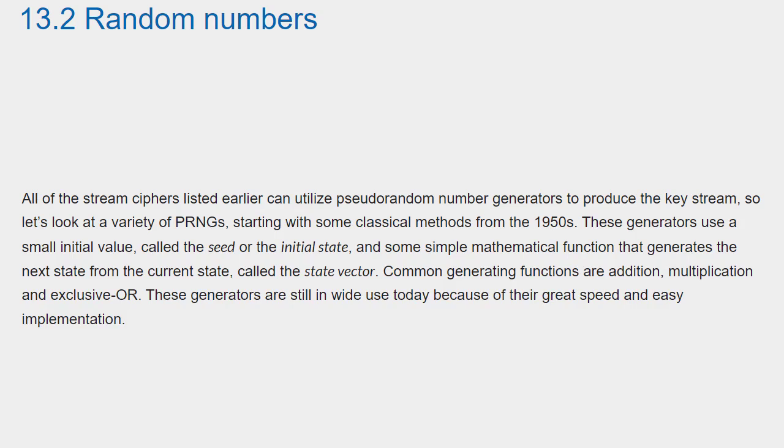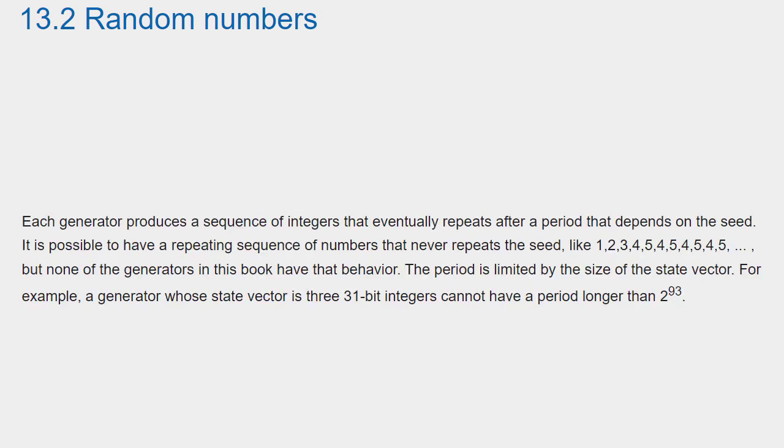These generators use a small initial value called the seed, or the initial state, and some simple mathematical function that generates the next state from the current state, called the state vector. Common generating functions are addition, multiplication, and exclusive OR. These generators are still in wide use today because of their great speed and easy implementation. Each generator produces a sequence of integers that eventually repeats after a period that depends on the seed.